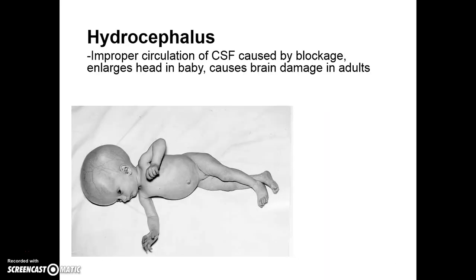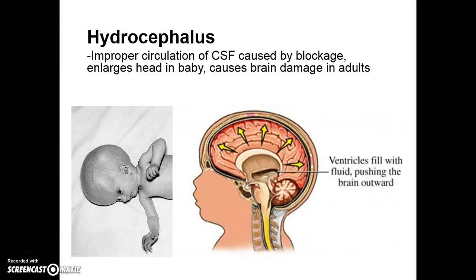This is a disease that can be caused by improper circulation of your cerebrospinal fluid. And in a baby's head, because the skull is not fused, it enlarges the head. We call this hydrocephalus, because water on the brain. If this were to happen in an adult, because your brain can't expand, it's going to cause brain damage and be a really severe issue. But doctors can put in a shunt to divert the fluid buildup in your brain. So this is showing us pushing the brain outward.